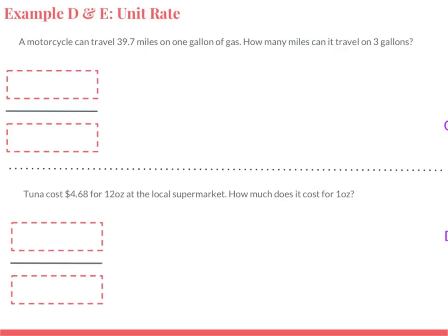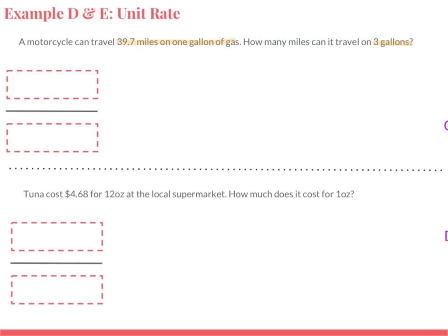So example D starts with a motorcycle that can travel 39.7 miles on 1 gallon of gas. So using our unit rate, or figuring out what that is, we need to figure out how many miles it can travel on 3 gallons. So let's go through and highlight our important information first. 39.7 miles on 1 gallon of gas is important information, and we need to figure out how far it can travel on 3 gallons of gas.